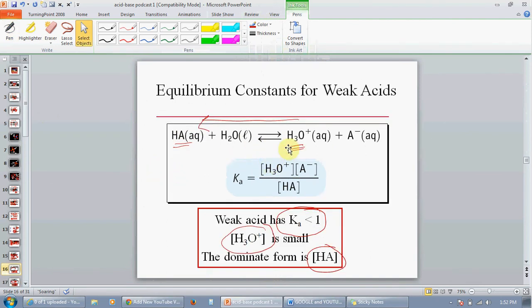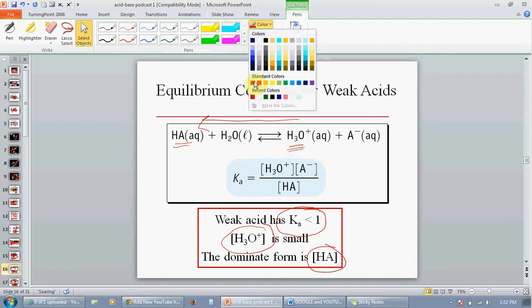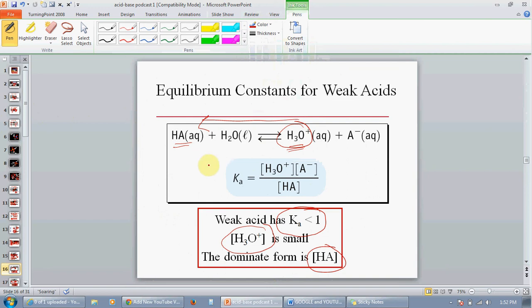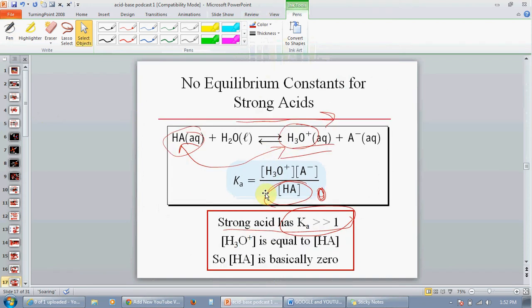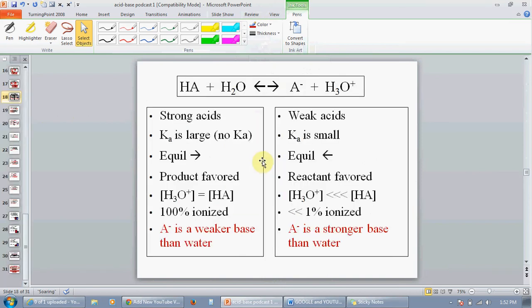With your weak acids, your hydronium ion is not equivalent to your original acid. You're going to have to solve x squared over your original molarity and solve for x, so that will be an equilibrium problem. You will not have an equilibrium problem with strong acids. There is no equilibrium to deal with. The reaction essentially goes 100% in the forward direction.